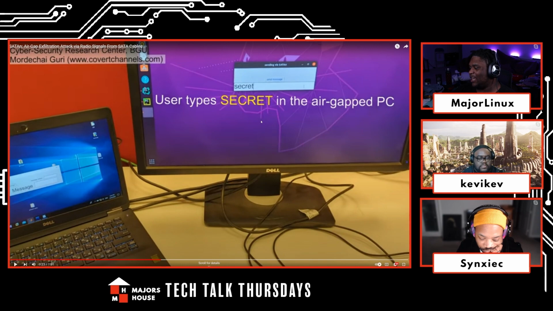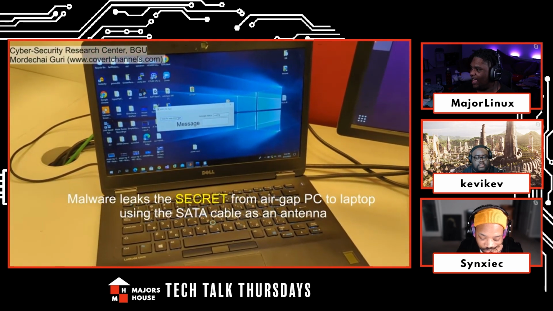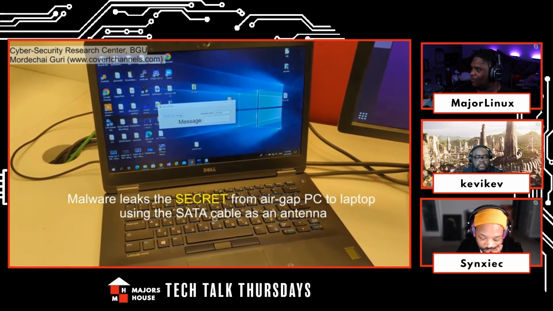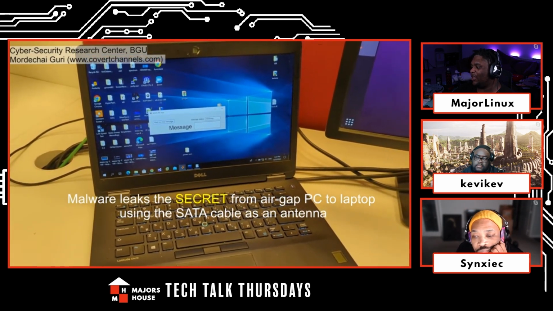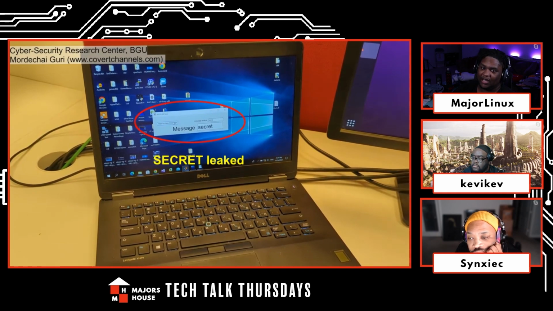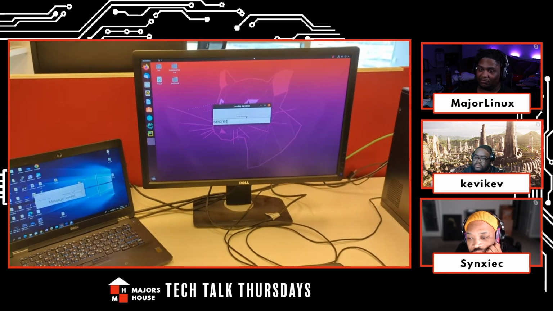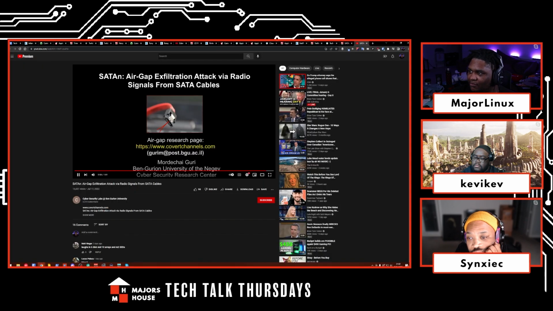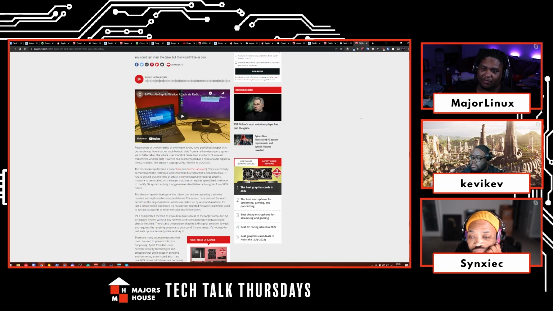So they're in a dialog box here, typing the word secret into the Ubuntu air-gapped machine. They've got a Dell laptop here that will somehow grab this message. There's text on the screen: this malware leaks the secret from air-gapped PC to laptop using the SATA cable as an antenna. And lo and behold, the word secret showed up on that laptop. So, yeah. That's a new way to hack somebody's computer.